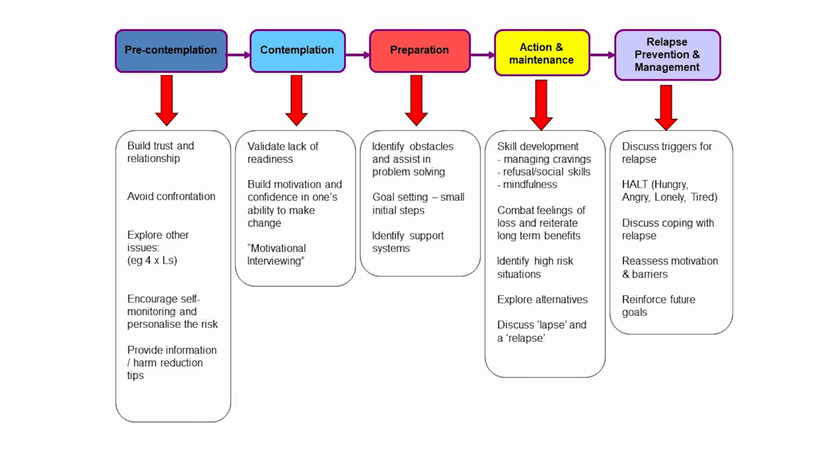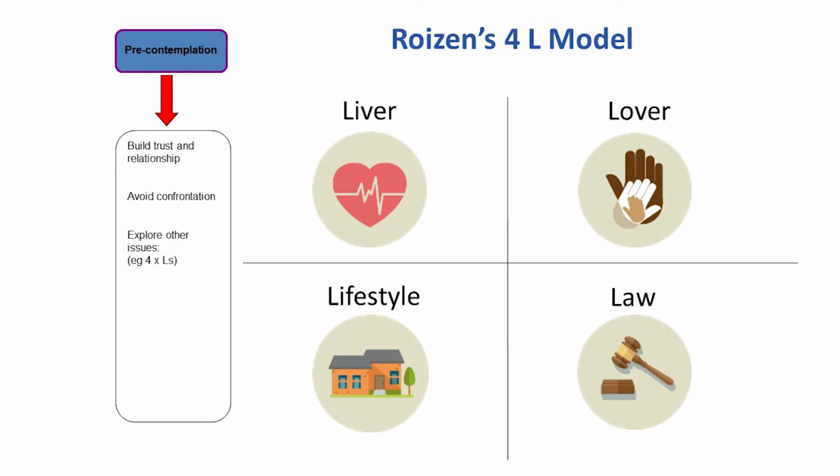This is where you'd explore other issues known as 4Ls. And if people aren't aware, there's this great tool called Roizen's 4Ls model that people can either use on a piece of paper or in their brains in a session with someone. And 4Ls basically reminds you to talk about liver, lover, lifestyle, or law, with liver being your health effects or your mental health effects, lover being your relationships, lifestyle being, and I use the Mars analogy, work, rest or play, so your job, your study or your pastimes and hobbies, and law obviously being legal impacts.